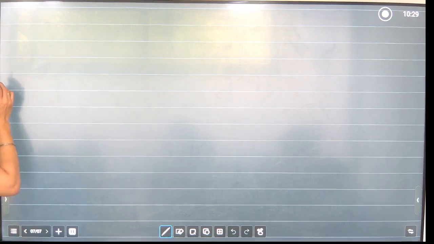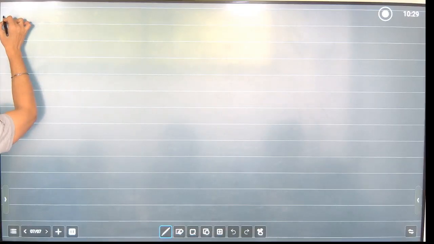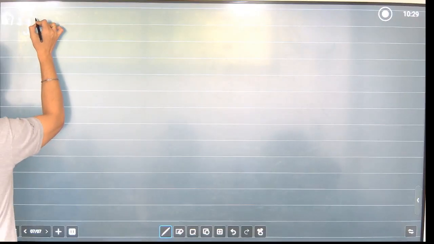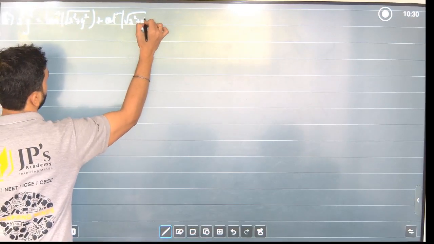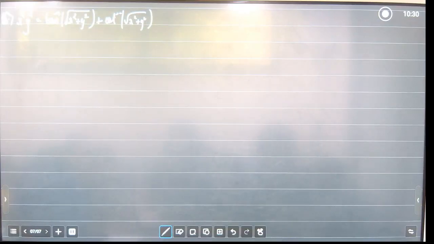Now, if I have this question, x square y square is equal to tan inverse of under root of x square plus y square plus cot inverse of under root of x square plus y square. A little bit of inverse. Can anyone tell me how will we proceed with this one? Tell me the first step.